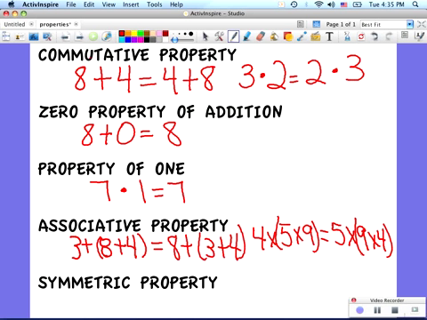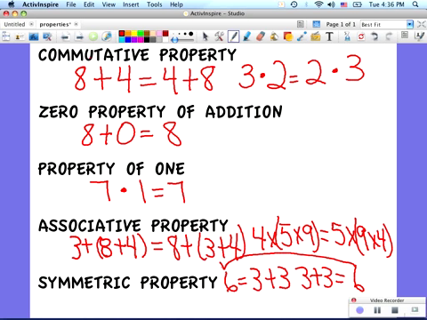The last property we're going to talk about is the symmetric property. The symmetric property starts out with the answer, and it is absolutely perfect to the other side. Let me show you what I mean. 6 equals 3 plus 3. 3 plus 3 equals 6. You can draw a line, and you have the answer at the beginning and the answer at the end. The symmetric property also works for multiplication.